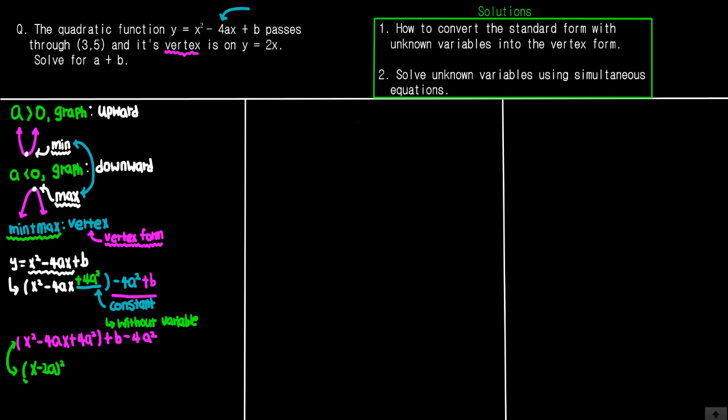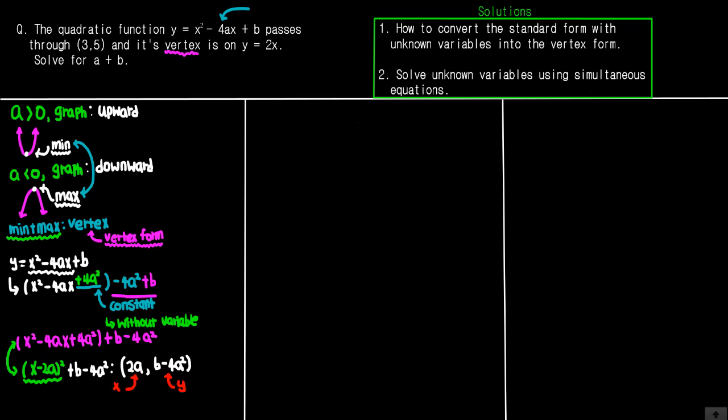But remember that if we expand our perfect square again, we get the exact same function. And we still have our constant, positive b, and then minus 4a squared. And this is our new vertex form. From here, we can solve for the vertex. The vertex will be (2a, b minus 4a squared). The 2a is the x value, and b minus 4a squared is the y value of our vertex.